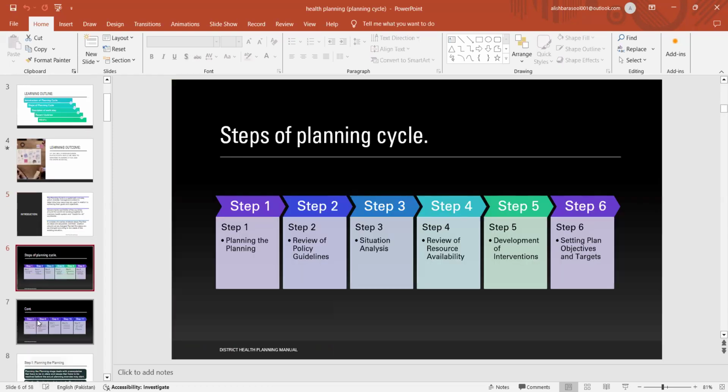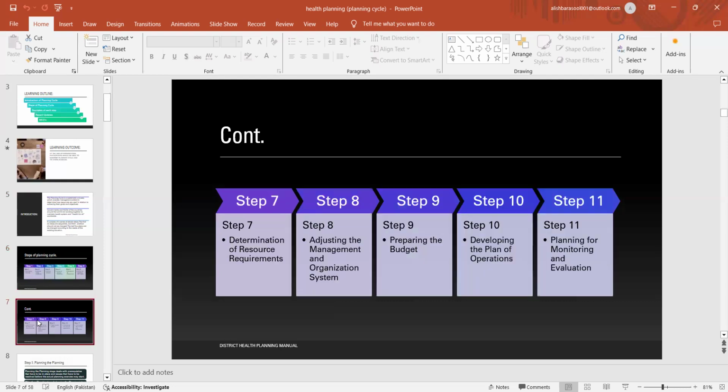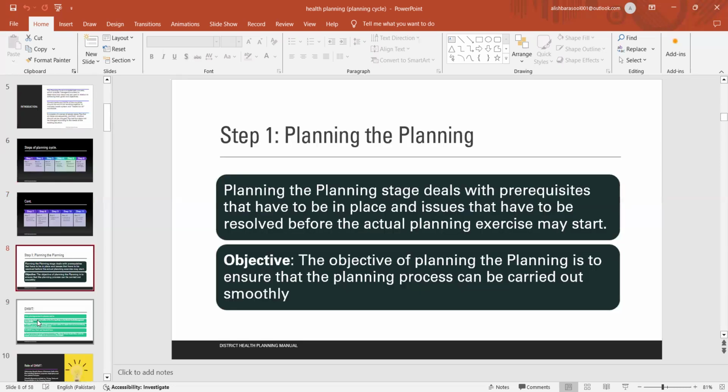Steps of the planning cycle. Step 1, planning. Step 2, review of the policy guidelines. Step 3, situation analysis. Step 4, review of the resource availability. Step 5, development of interventions. And step 6, setting plan objectives and targets. Step 7, determination of resource requirements. Step 8, adjusting the management and organization system. Step 9, preparing the budget. Step 10, developing the plan of operations. Step 11, planning for monitoring and evaluation.